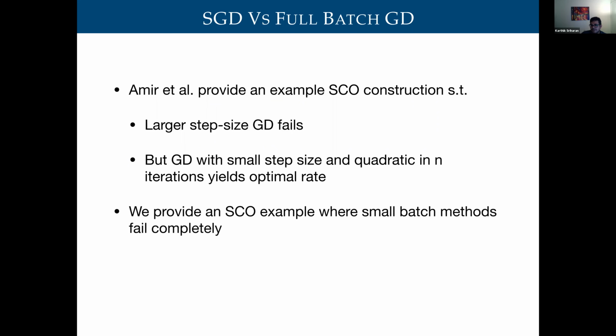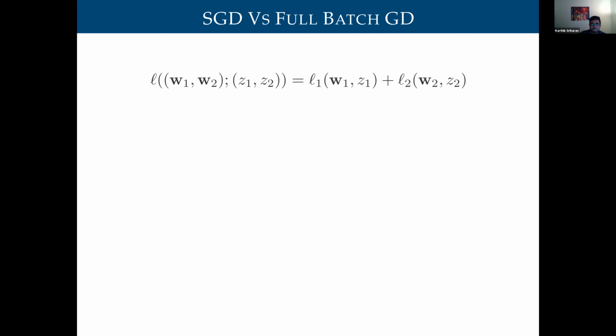What we do is append to this an additional construction, an extra set of coordinates, and on these coordinates we show that you will completely fail if you use a small, sorry, this should not be small batch, this should be small step size method. So anytime I take a smaller step size, for this example these methods will completely stall. Okay, that's the high level idea.